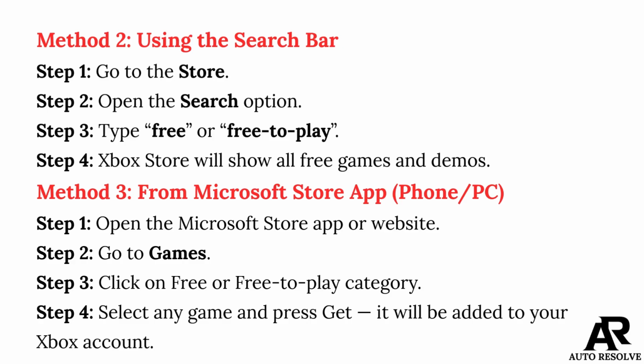Method 3. From Microsoft Store app, phone/PC. Step 1. Open the Microsoft Store app or website. Step 2. Go to Games. Step 3. Click on Free or Free to Play category. Step 4. Select any game and press Get. It will be added to your Xbox account.